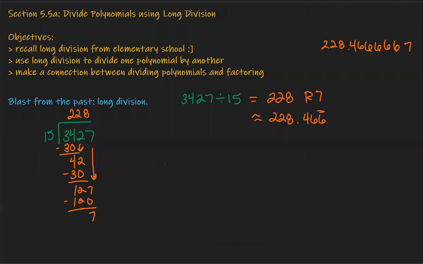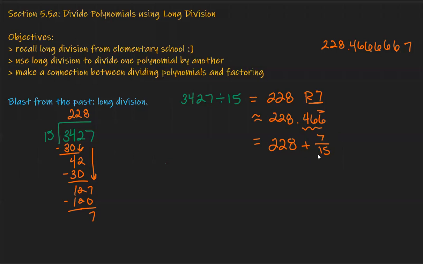One more kind of creative way to report your answer is if you think about the relationship between the remainder of 7 and this decimal. Well, what am I dividing by to begin with? This 15. So a slick way to report this answer is 228 plus 7 over 15. Okay, 7 is my remainder and 15 is my divisor.